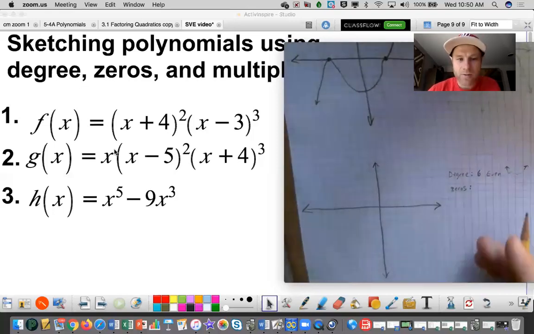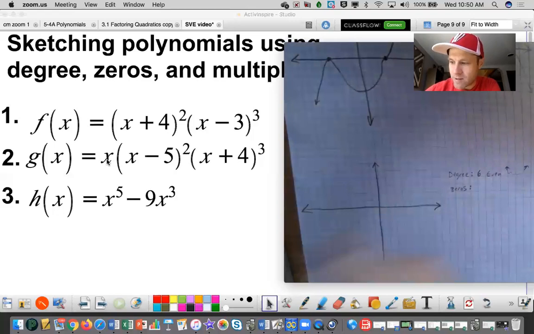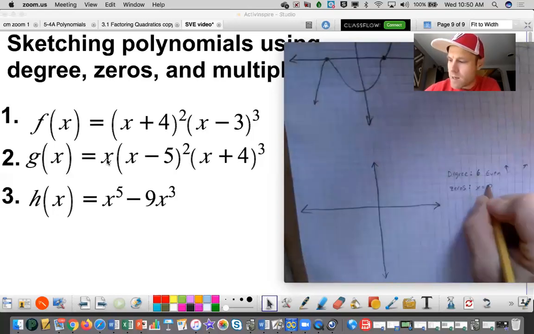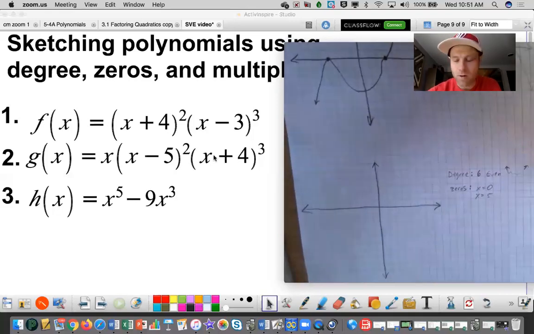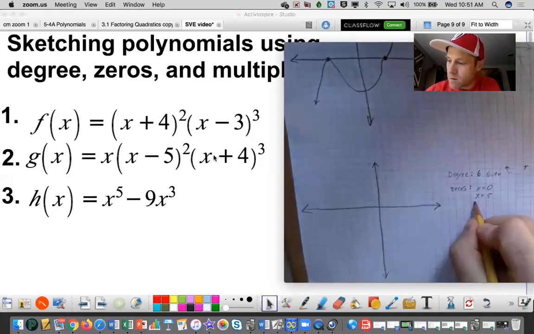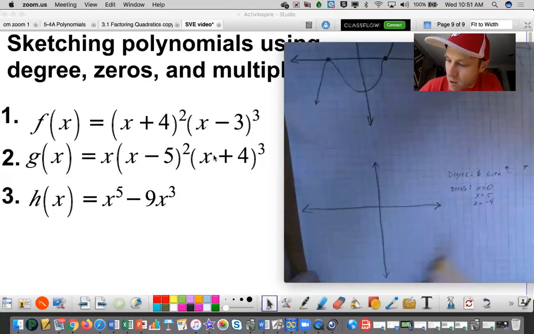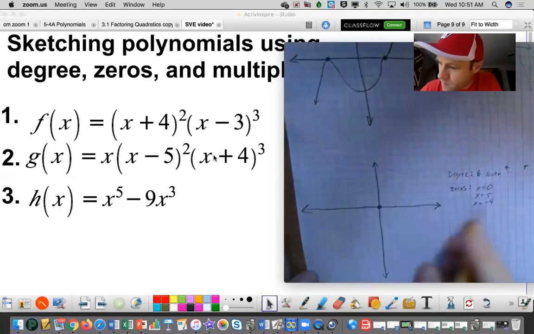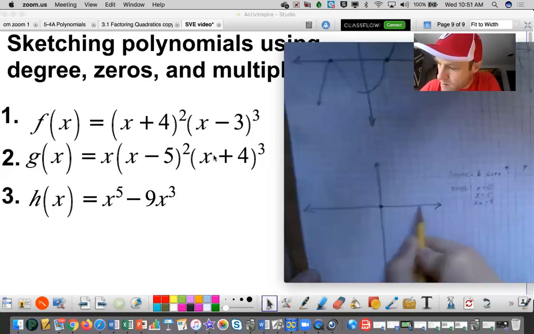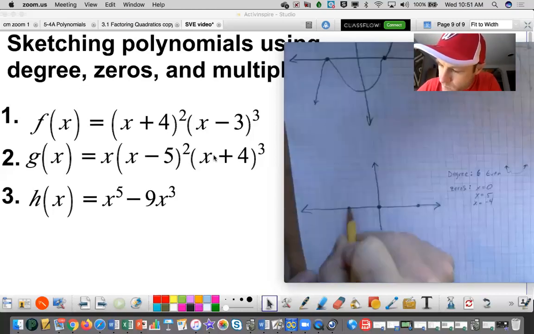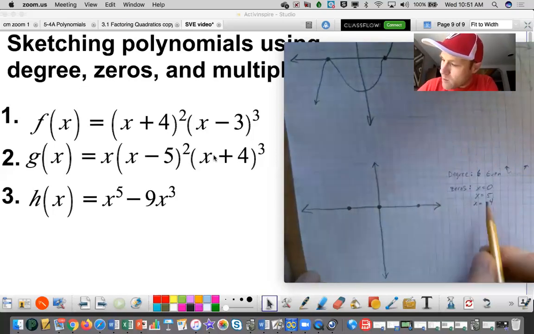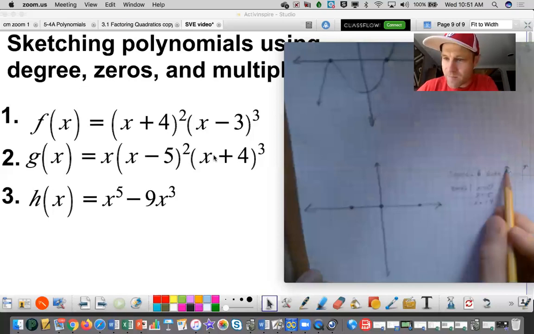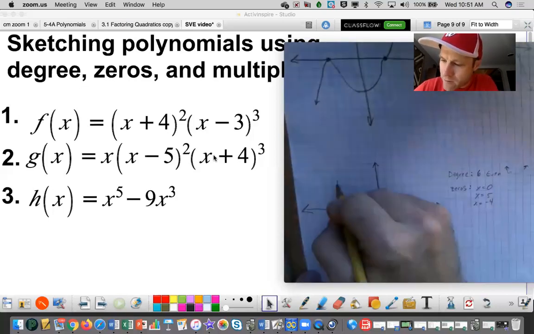Now the zeros. For this factor, x could equal 0, x could equal 5, and x could equal -4. So I'm going to lay these on my x-axis, and I'm going to put my end behavior up on the left and up on the right after the zeros.